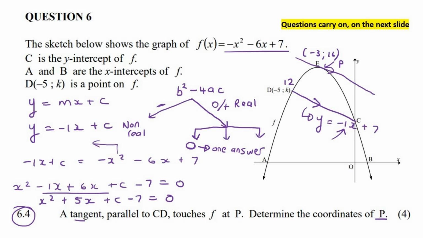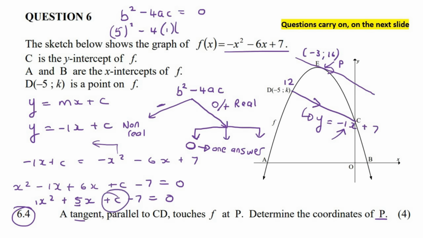So we're going to take this now and we're going to make the b squared minus 4ac equal to 0. So we could go b squared minus 4ac, and we're going to make that equal to 0. So what is b? Well, b is 5. So we can say 5 squared. A is 1.